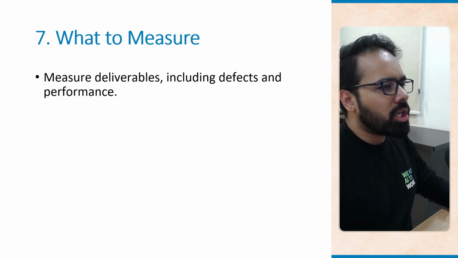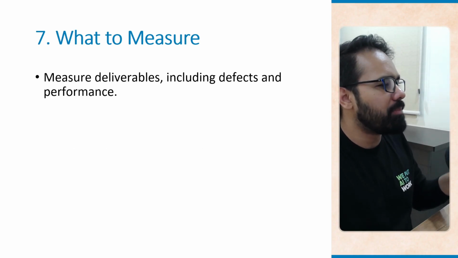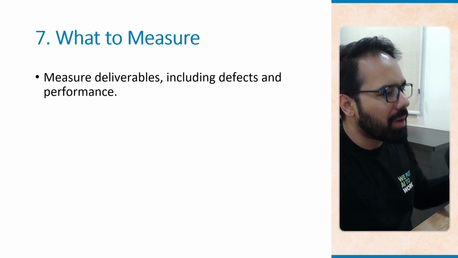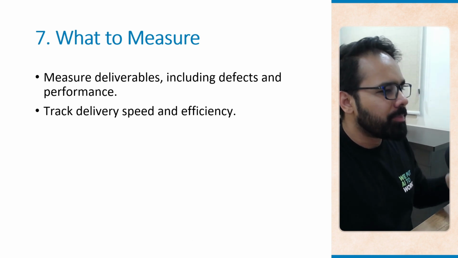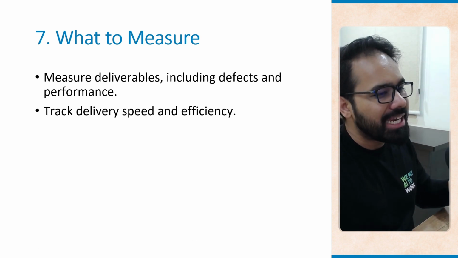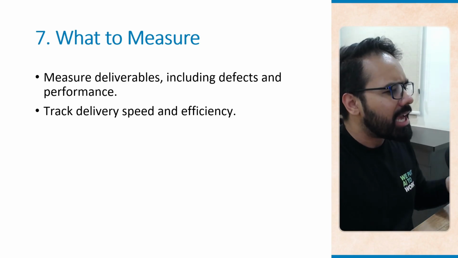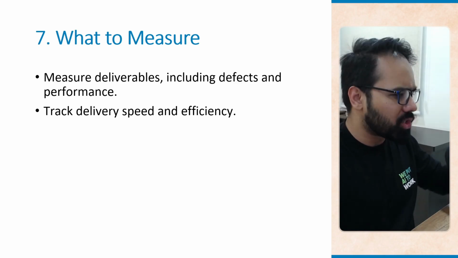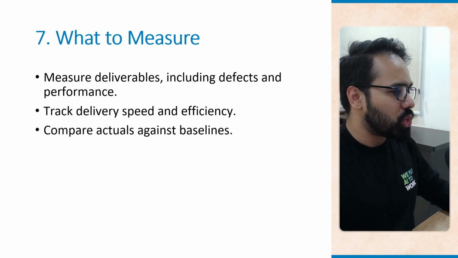Okay, what to measure? Measure deliverables including defects and performance. As an example, we can track how many checkout bugs are open versus how many of them are fixed. You should track delivery speed and efficiency. Metrics like cycle time help us see how fast features like wishlist, for example, or maybe filters on the products are being built. So that is something that you should track.